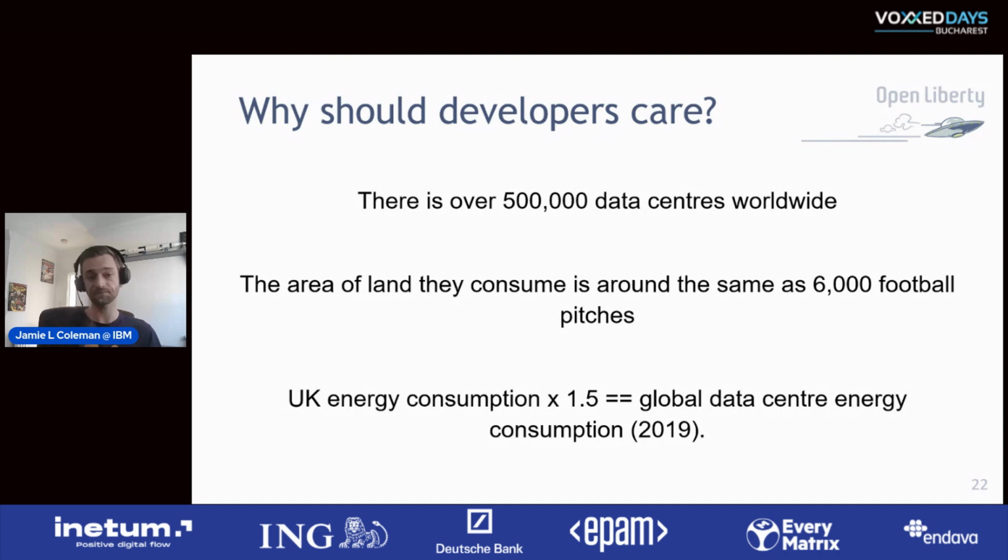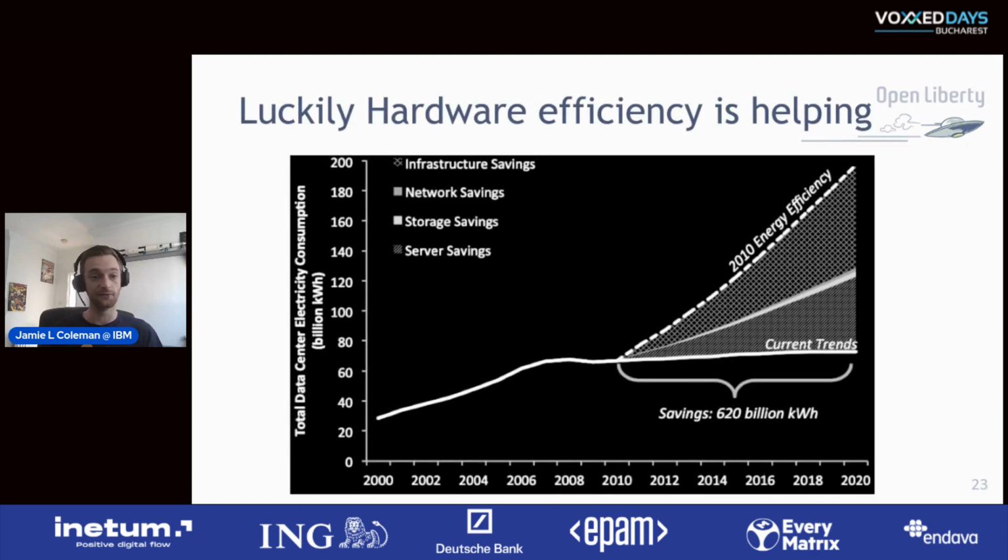These data centers are buildings that everyone is using every day through their mobile devices, etc. They were consuming, and this was in 2019, 1.5 times the UK's energy supply. That's a lot of energy being sucked into these warehouses that we can't see, and most of society has no idea exist. So as developers, we really need to focus on making our code and our applications performant.